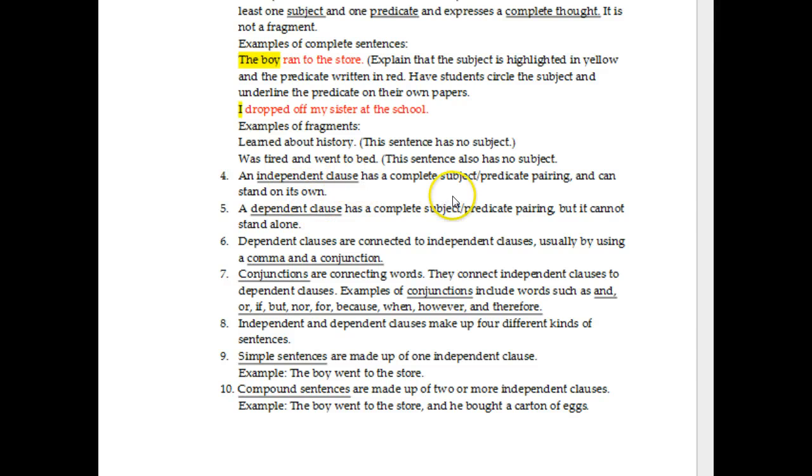So here we are: an independent clause has a complete subject-predicate pairing. A dependent clause has a complete subject-predicate pairing, but it can't stand alone. They're connected to an independent clause, usually by a comma and conjunction. Man, you're throwing a lot of information at them. And remember, some of these kids are like 13 years old, and you're saying independent clause, dependent clause, comma, conjunction, predicate, subject, fragment, run-on, and their little brains are going to start twirling around and not be able to keep up with this much information, okay?